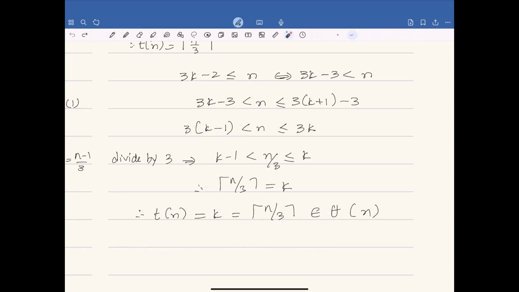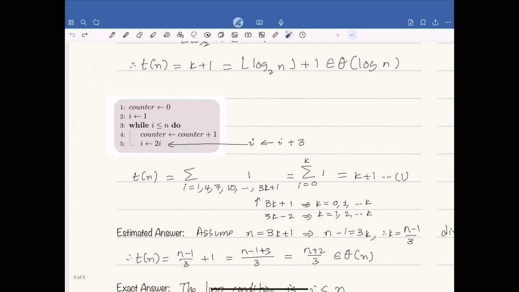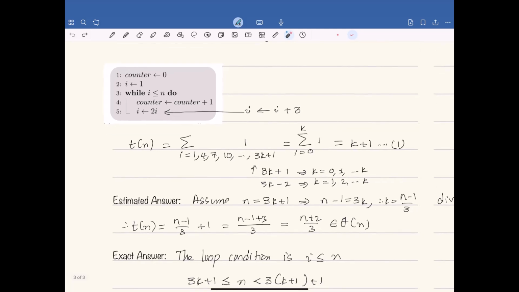So what is the conclusion of this part of the question? The conclusion is that if the iterator is adding a constant in every iteration, then the number of iterations of the loop is equal to n over this constant. So in this example, the iterator is adding 3 in every iteration, so the answer is n over 3. And if the iterator is adding 2 in every iteration, then the answer is n over 2. And if it is adding 5 in every iteration, the answer is n over 5, and so on.